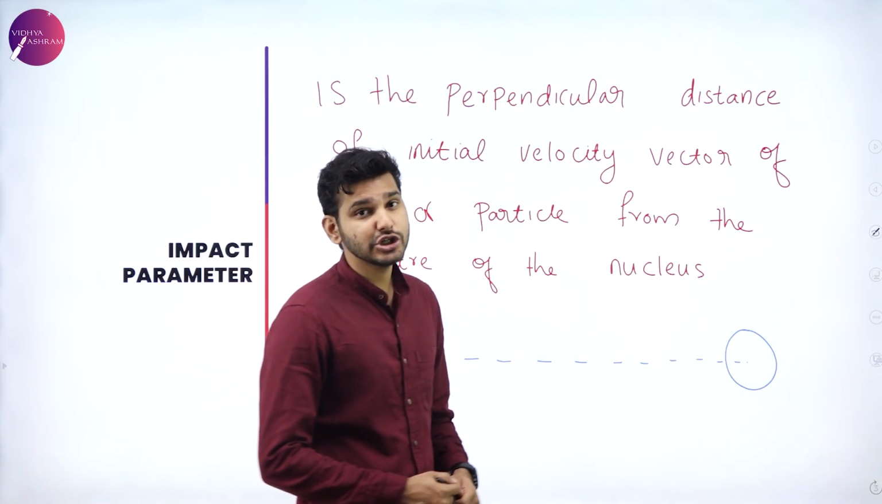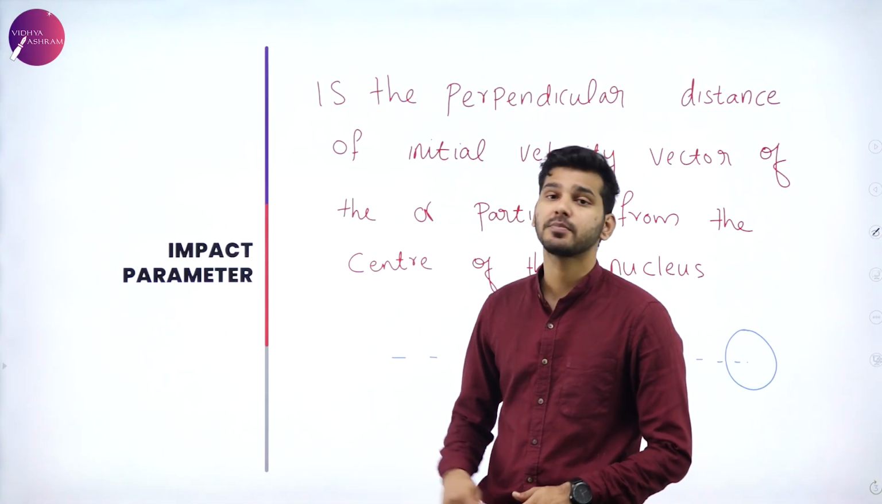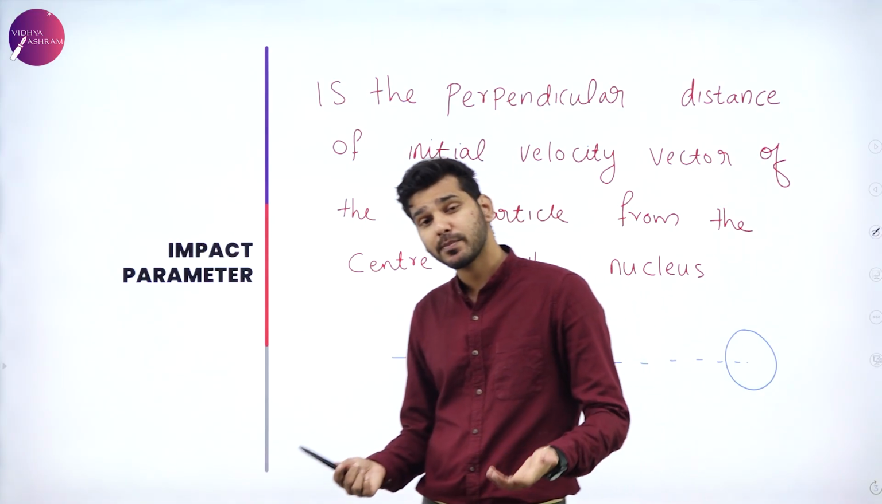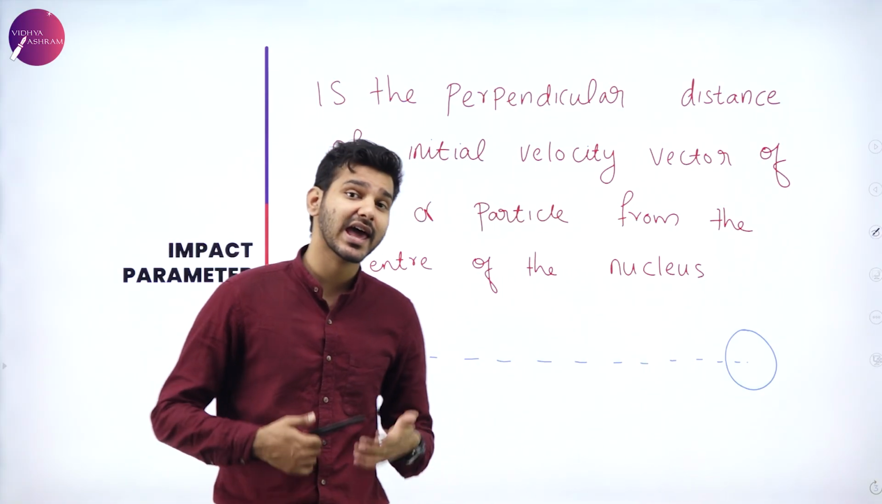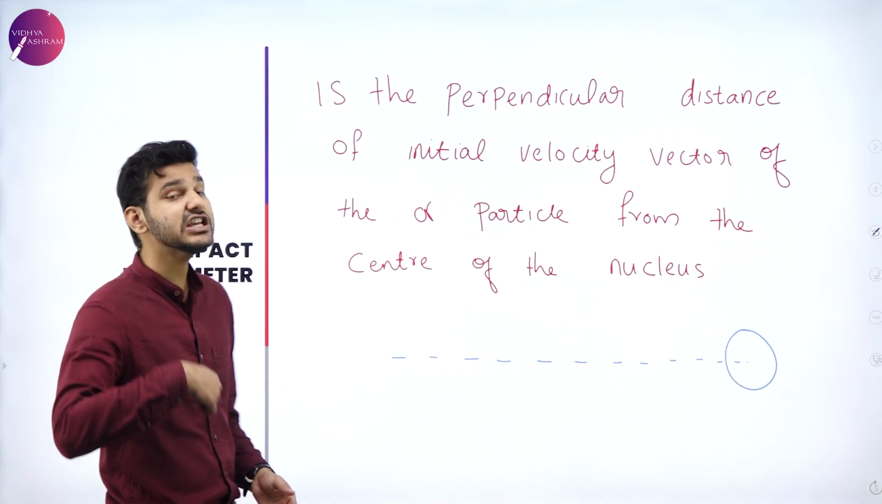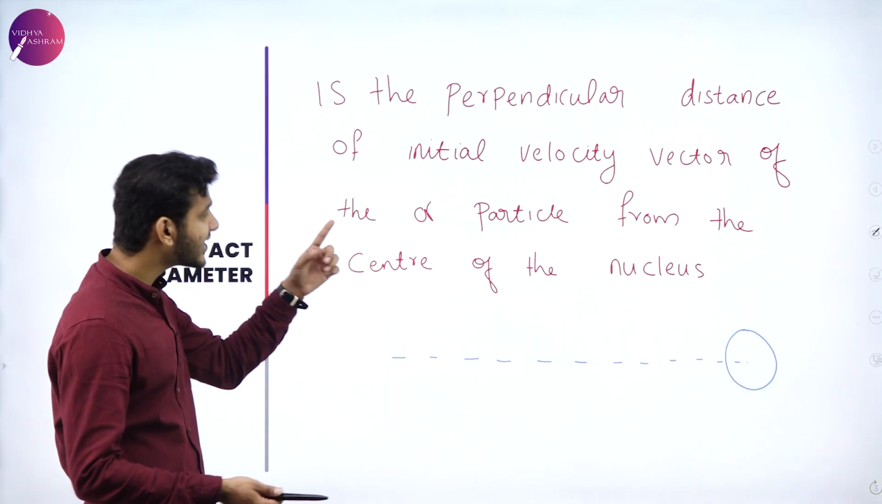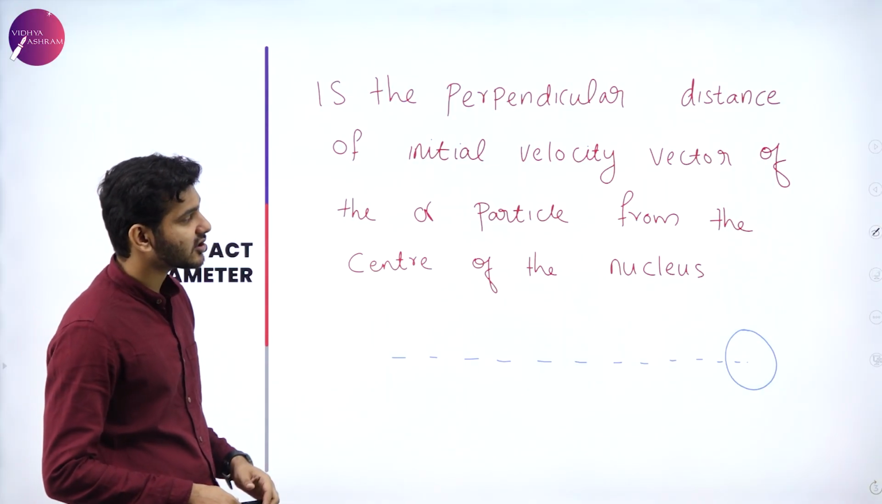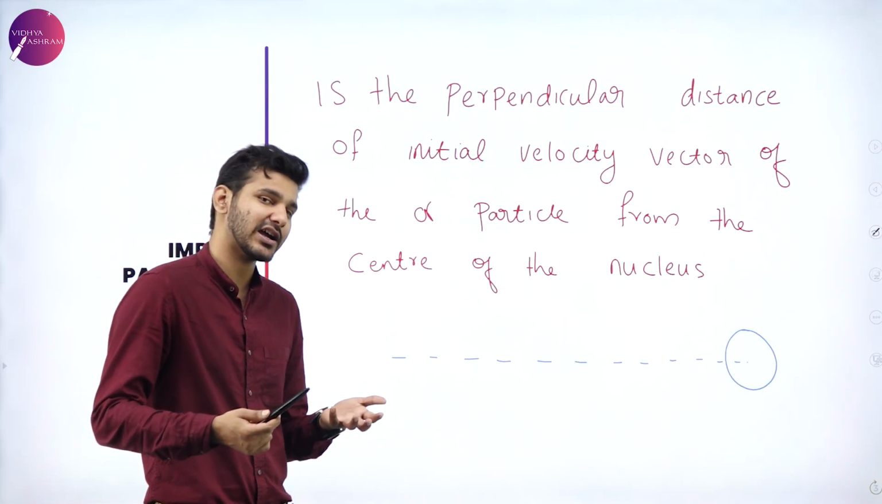Now we have to learn a new term that is known as impact parameter. So what exactly is impact parameter? Impact parameter can be defined as the perpendicular distance of the initial velocity vector of the alpha particle from the center of the nucleus. So what does that actually mean?